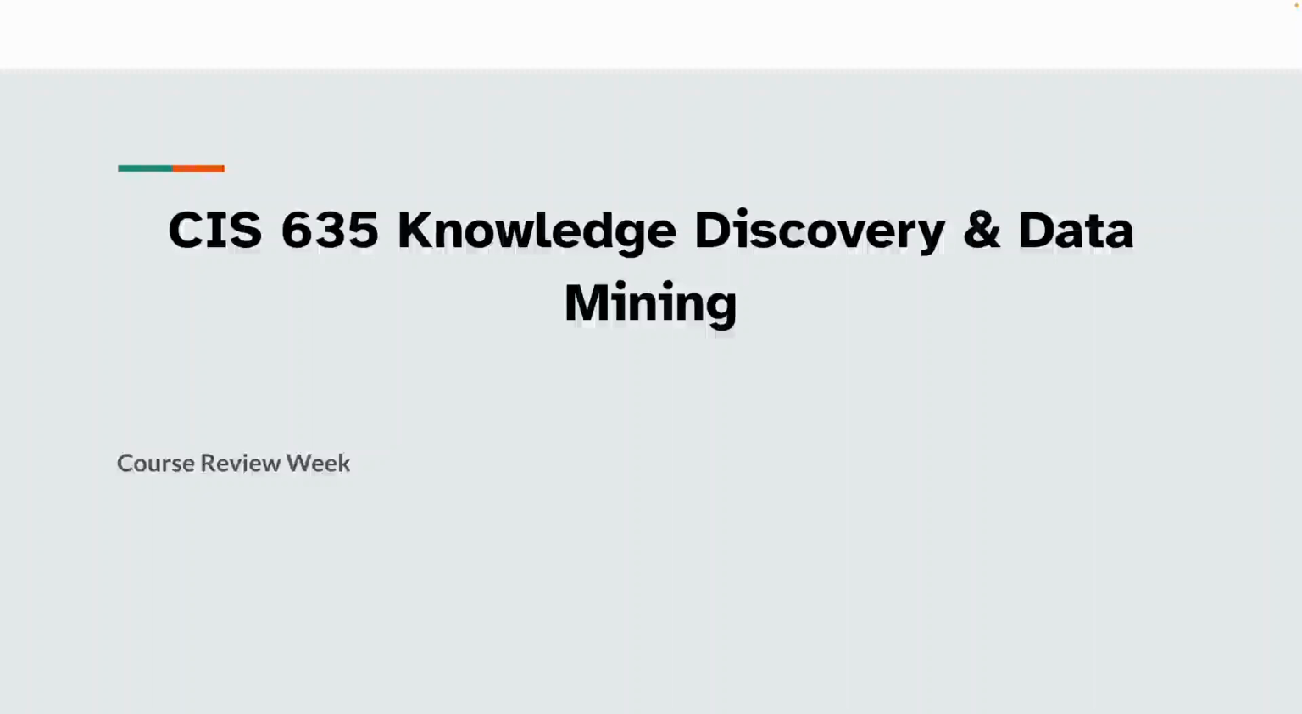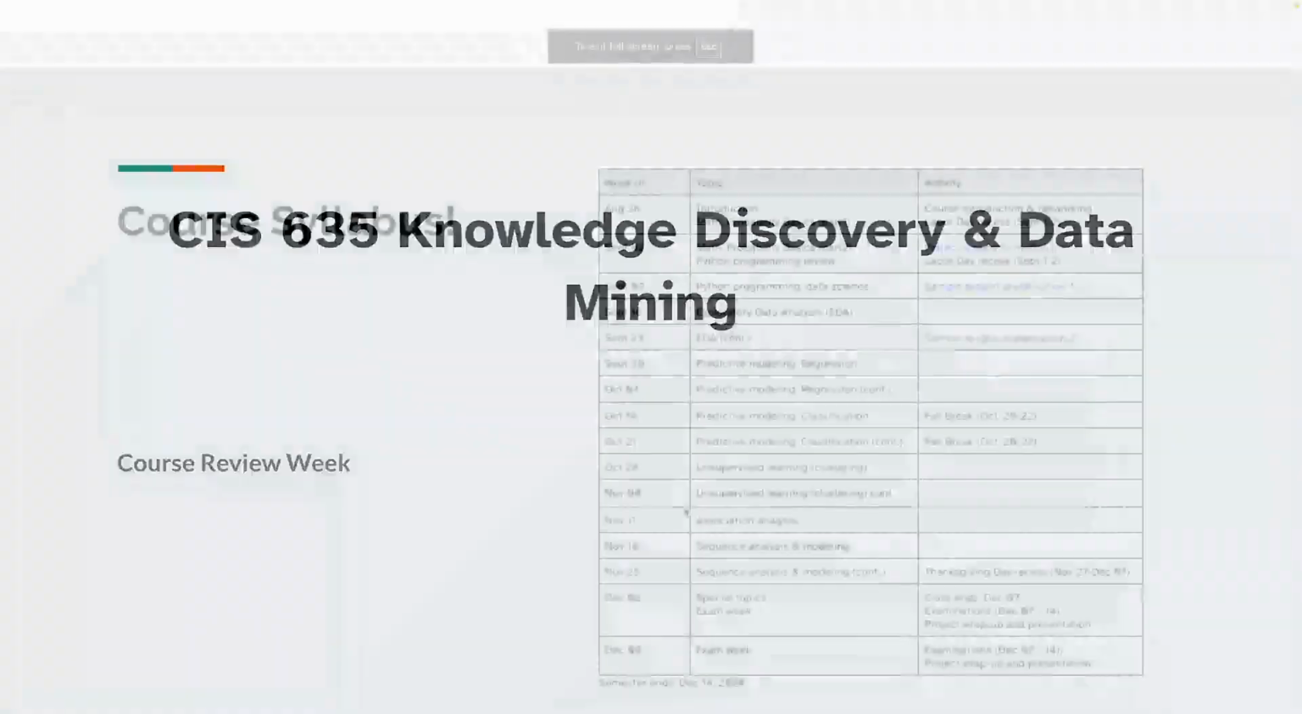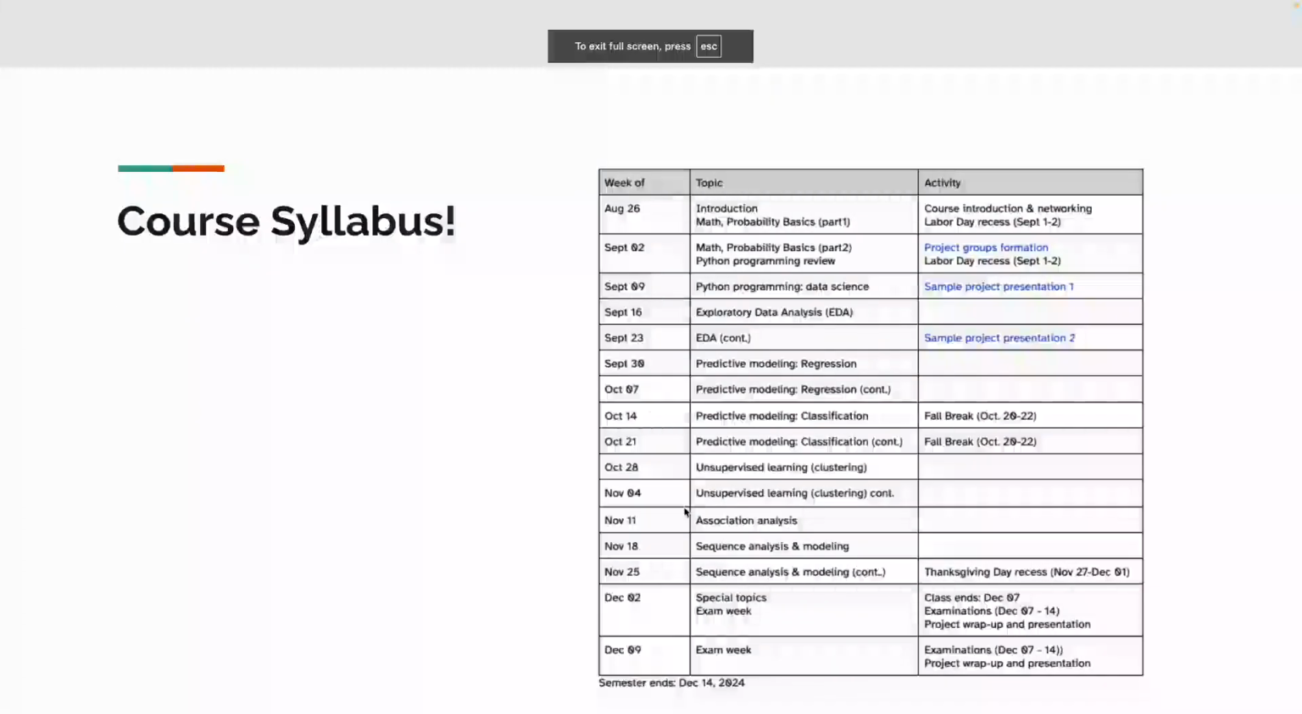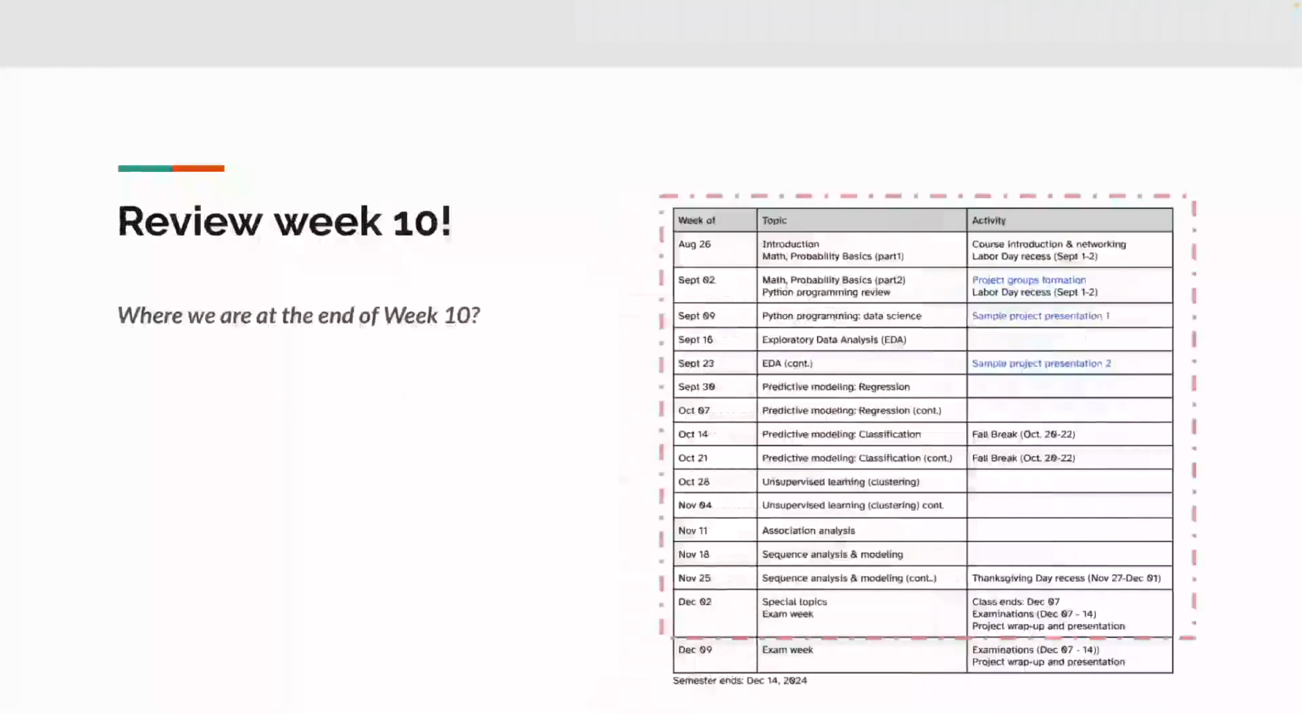Hi, we are very much at the end of this CIS 635 Knowledge Discovery and Data Mining course for fall 2024. So in this lecture, I will be mainly reviewing what we have covered as the content of this course, okay? So this was the syllabus that we wanted to cover, and I think we have already covered most of the items. I will slowly go over and try to reconnect what was covered so far, okay?